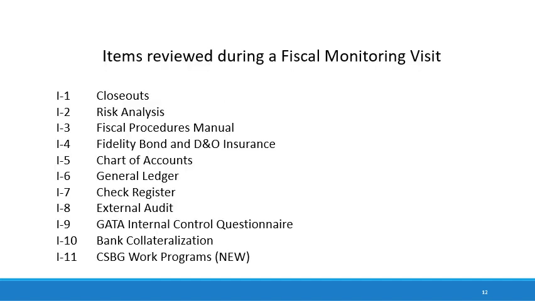This is an all-encompassing list of items we review during our fiscal monitoring visits. Some of these items are closeouts, review of your fiscal procedures manual. We look at your chart of accounts, your general ledger, your external audit, and your bank collateralization.